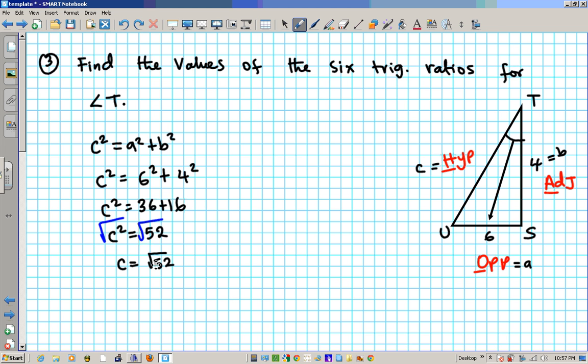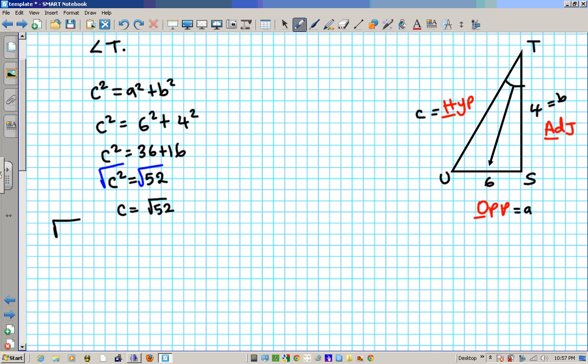Now how do you simplify that? To simplify root 52, we can do that over here. We can factor 52: take out 2, we're left with 26, take out 2, 13.